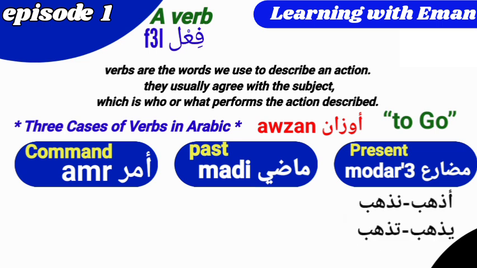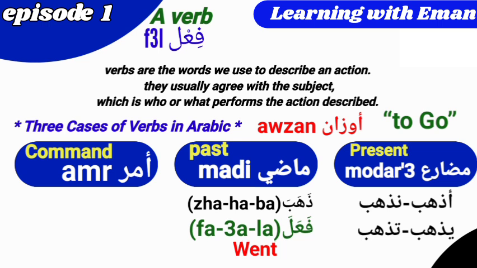The past tense known as الفعل الماضي. Let's see the verb to go in the past tense. Below is ذهب, means went, which is based on the formula فعل. The command tense known as الفعل الأمر. As you can see the verb اذهب, which means go, in the command tense, and it built on the form افعل.